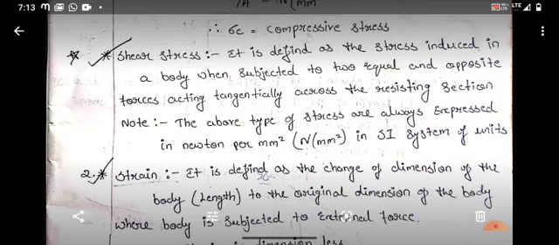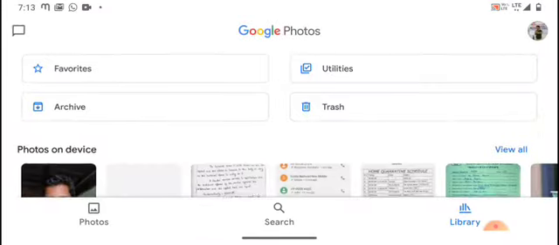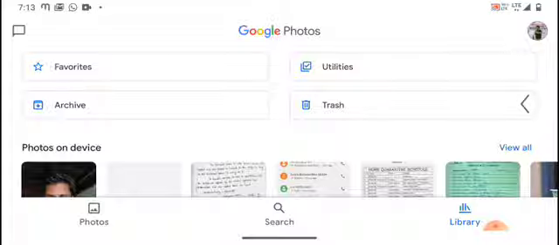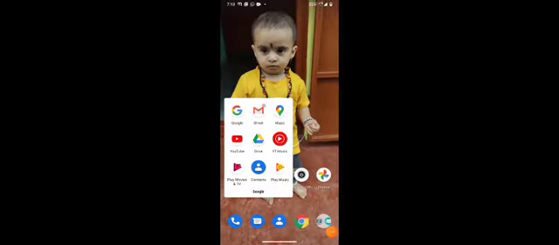How are these types of stresses expressed? It is also expressed in the same Newton per mm square. So we'll go once again to the video so that you'll understand clearly the concept of stress and strain.